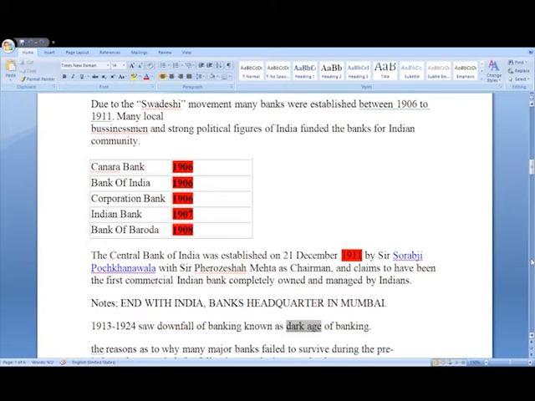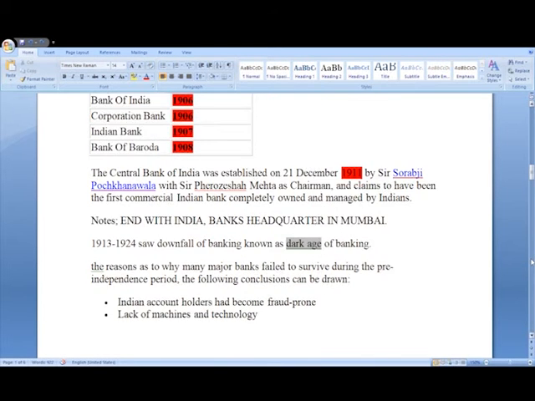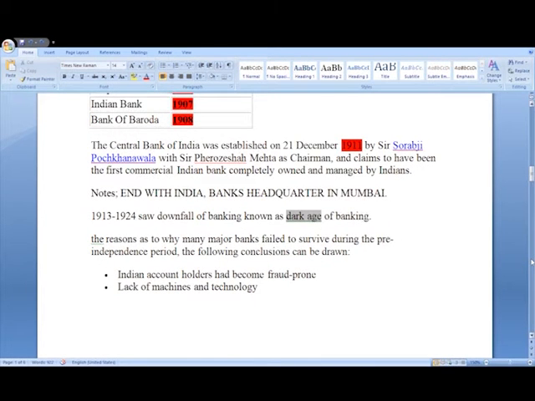The Central Bank of India was established on December 21, 1911 by Sir Sorabji Pochkhanawala with Sir Firozshah Mehta as chairman, and claims to have been the first commercial Indian bank completely owned and managed by Indians. Its headquarters are in Mumbai. 1913 to 1924 saw the downfall of banking, known as the Dark Age of Banking.